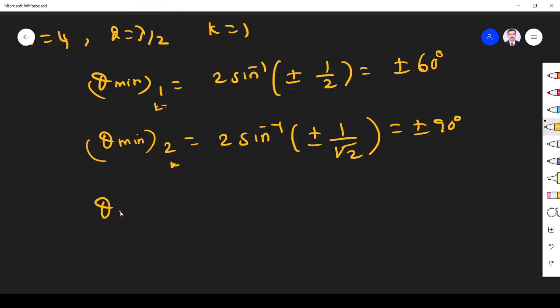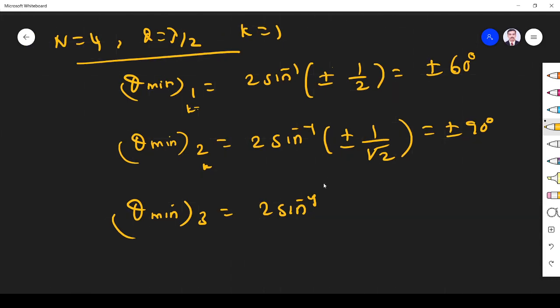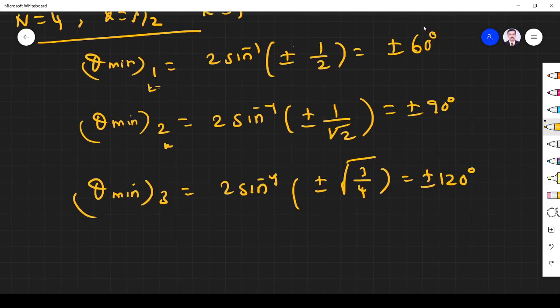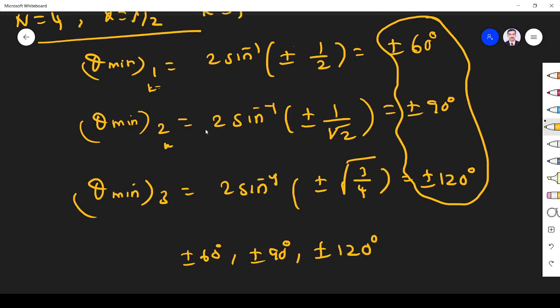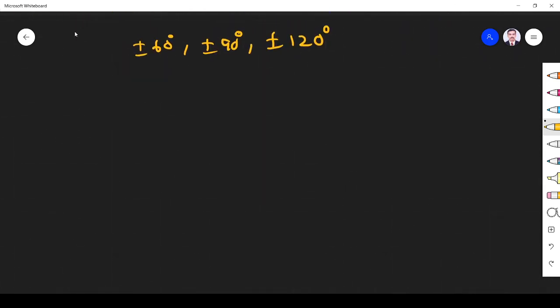Similarly, theta minimum 3, I get 2 sine inverse. Rest of the values are the same: n is equal to 4, d is equal to lambda by 2. So what I get is plus or minus root 3 by 2. That is equal to plus or minus 120 degrees. So what are the minima? 6 minima we have: 1, 2, 3, 4, 5, 6. So we have minor lobe minima at plus or minus 60, plus or minus 90, plus or minus 120 degrees. Right, now we draw the radiation pattern diagram.